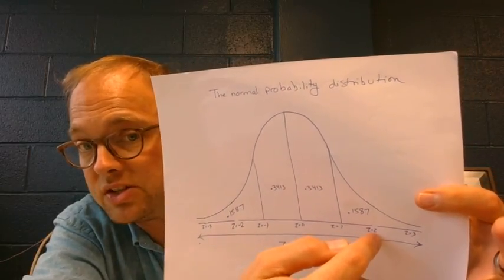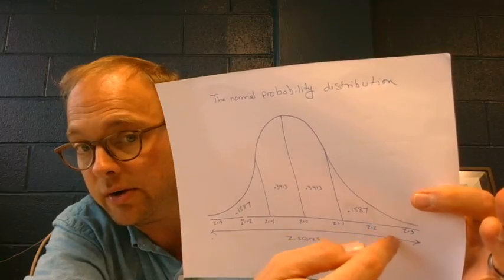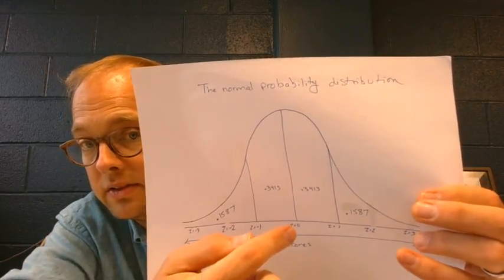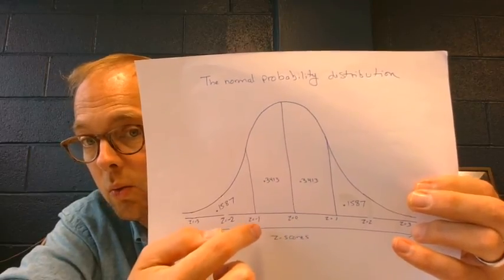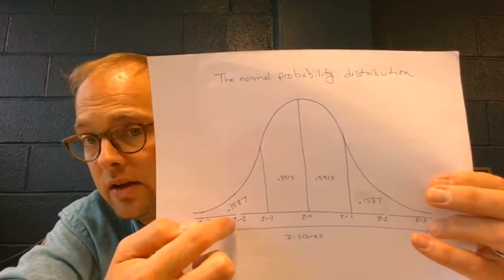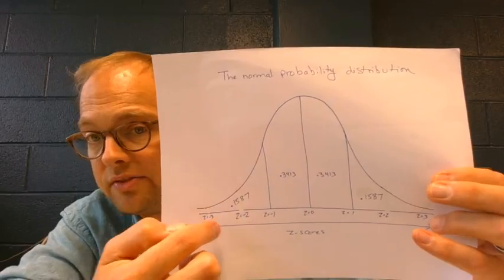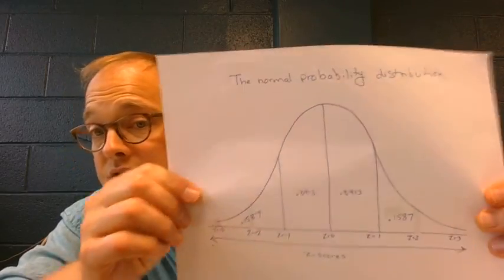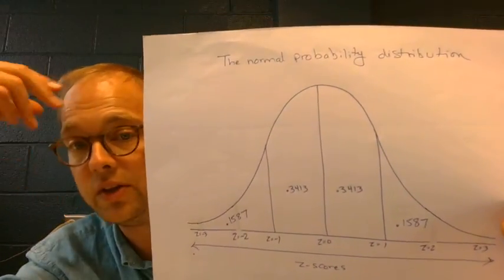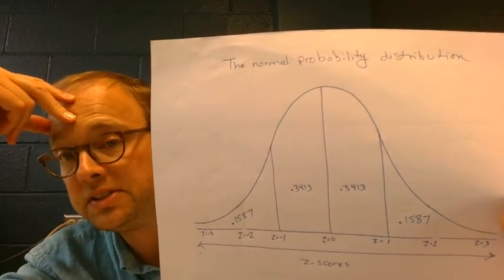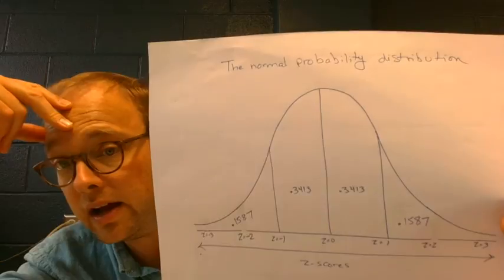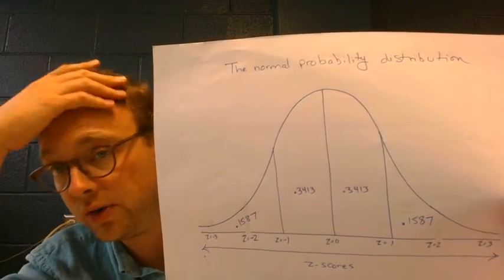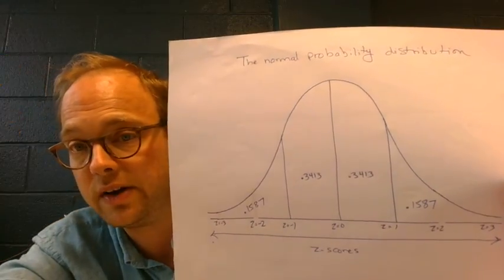One standard deviation to the right of the mean. Two standard deviations to the right of the mean would fall right there. Three standard deviations to the right would fall right there. Z of 0 in the middle. One standard deviation to the left. Two standard deviations to the left, three standard deviations to the left. Now, I've also, as you can see, hopefully, entered in specific amounts of area under the curve. That's how that's referred to, area under the curve, into these various segments.